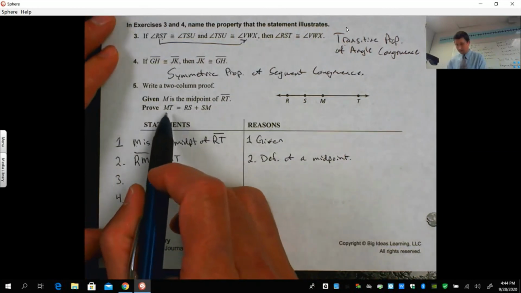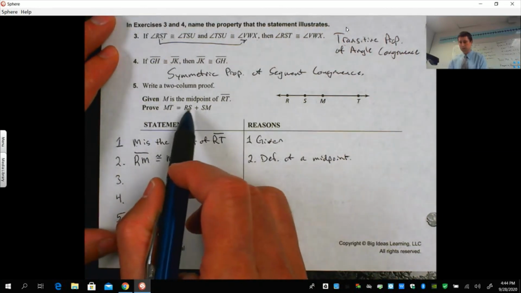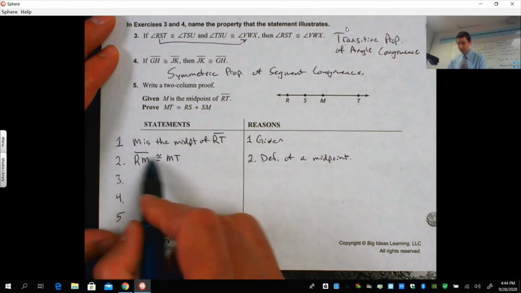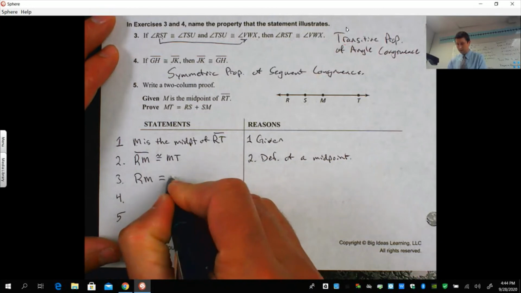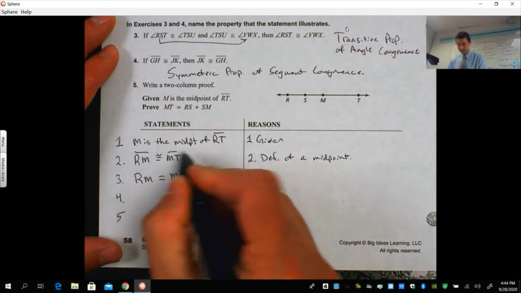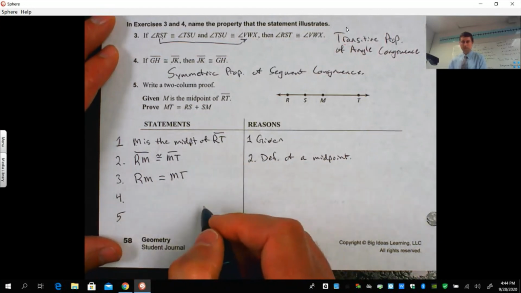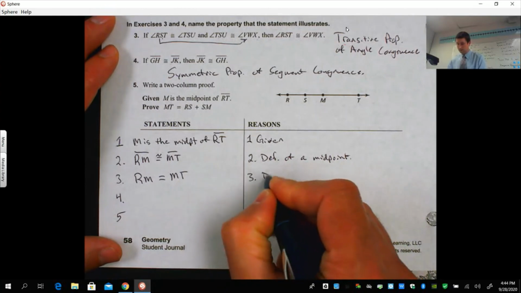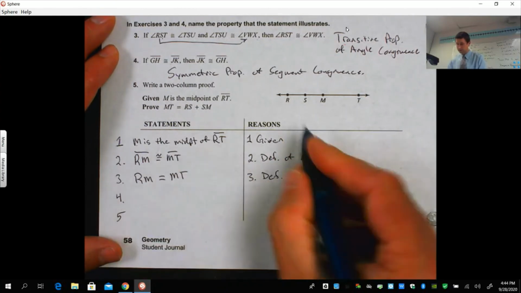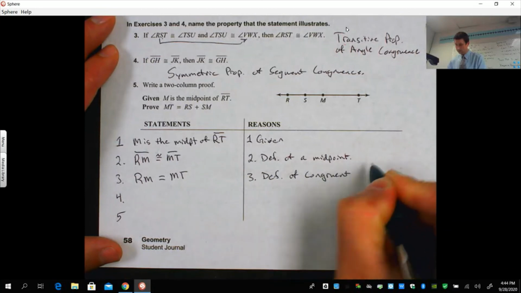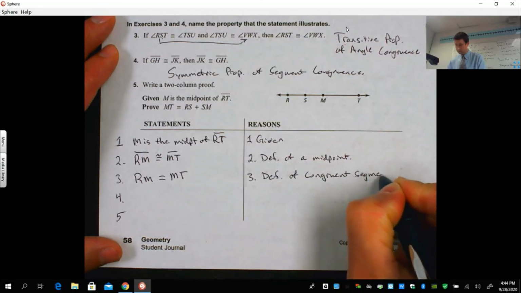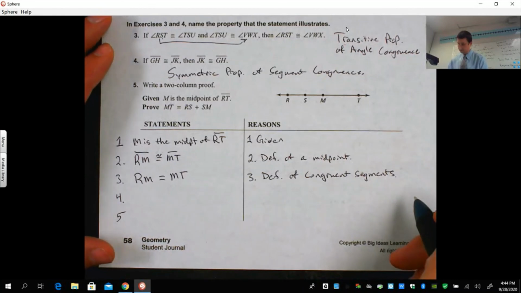I noticed that I want to prove distances. I want to prove something that represents numbers, and these are shapes. So I'm just going to say the distance RM equals the distance, that should have a segment on it, from M to T. That's going to be my definition. These were congruent segments. This is my definition of congruent segments.